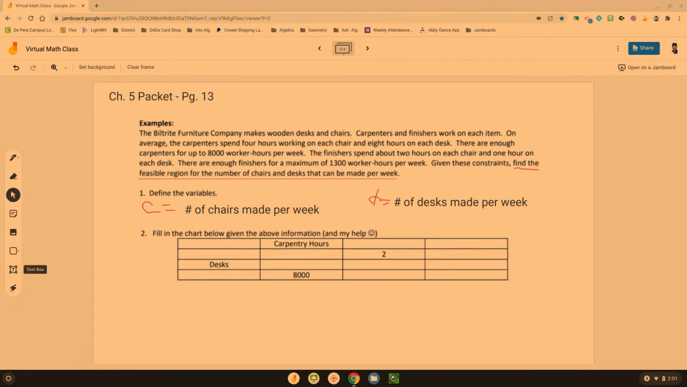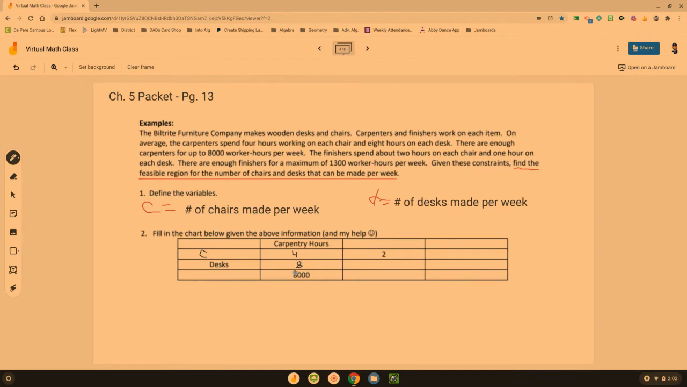Now, the next part that will help us is to make sure that we are filling in this table. So we're making desks, we're making chairs. Let's use a different color here. We're going to let this one be our chairs for C. How many carpentry hours does it take to make a chair? Well, carpenters spend 4 hours working on a chair, and carpenters spend 8 hours on a desk.